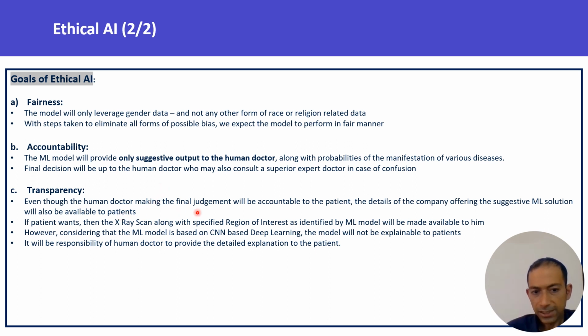And if he wants, he can see the X-ray scan with the region of interest marked on it, even though how or which attributes were used will not be conveyed to him. He can see that this is the X-ray scan which was analyzed by the doctor, this is the region of interest which was identified by the ML model, and finally, the human doctor took the final decision based on his judgment, and he will have a complete view of the process. And so transparency is not fully required from the ML model because it's only giving a suggestion, and it is finally the human doctor who is delivering the judgment. But the patient will know that this is the entire process which was followed. And in that sense, the transparency aspect will be met.